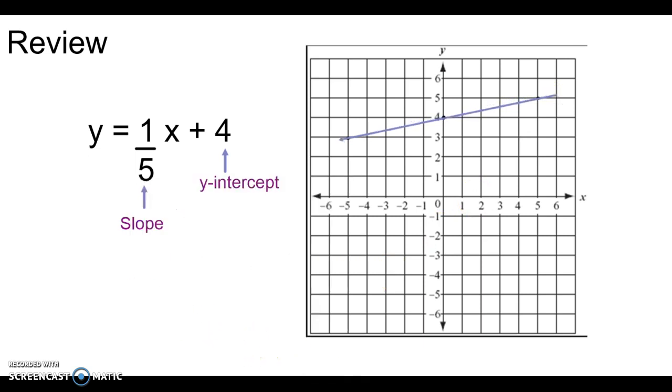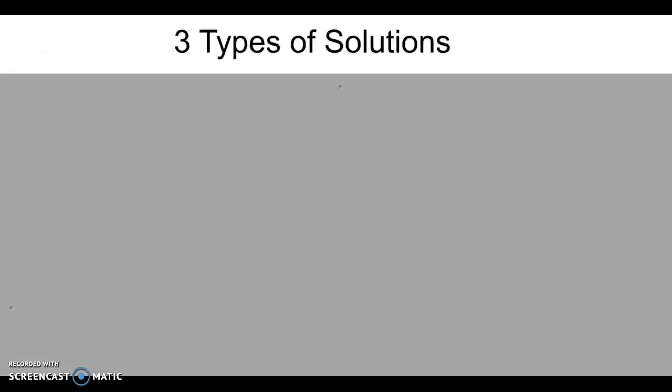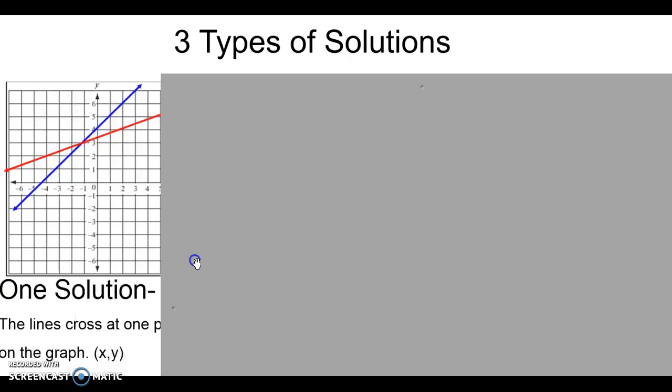Okay. So now let's go ahead and get on to graphing systems. Graphing systems is very similar. Instead of having one line to graph, you will now have 2 lines to graph. Before we see some examples of graphing 2 lines, we're going to talk about the 3 types of solutions. The very first type of solution is one solution.